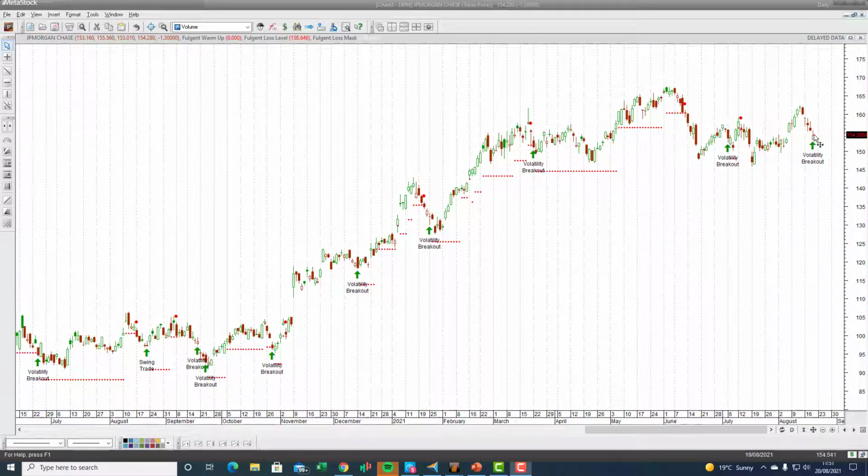So we have a fresh new signal, a volatility breakout on JP Chase. JPM is the ticker up there. We can see we've had quite a lot of nice volatility breakout trades in the past. If you want to follow the AI's trading stop loss, it puts it in automatically. Back in September, October, November, we had lots of signals, and then a really big move. Another volatility breakout in December, February, March, and now we have another one in August on JP Chase.